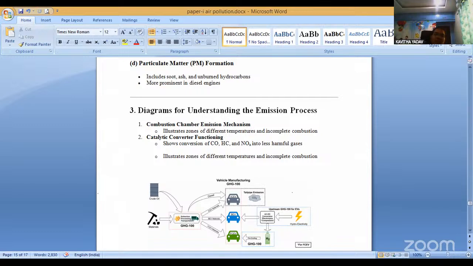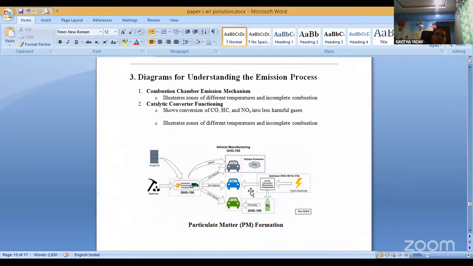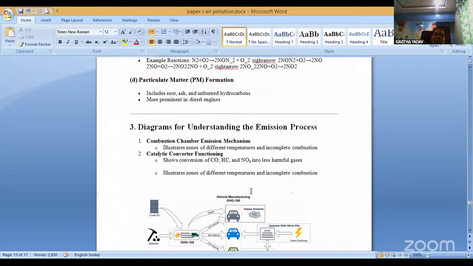This is a diagrammatic representation of how particulate matter formation takes place in our automobiles.